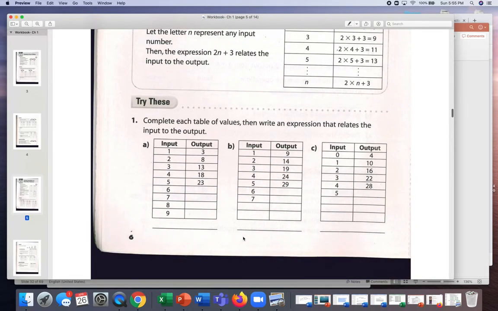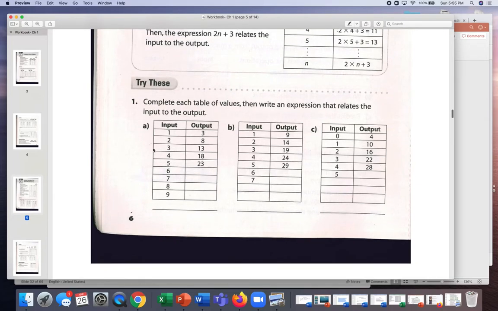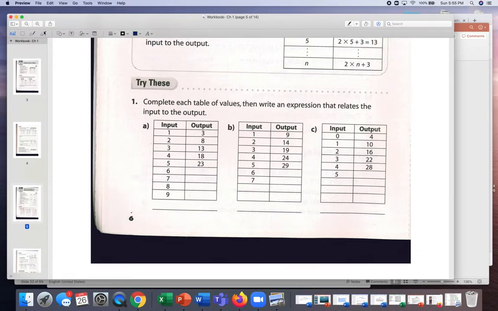Okay, so this is what you need to do. First of all, complete the table of values, write the expression that relates the input to the output. Okay, you know what? I will do this one. If you get it, amazing. You can go on and you can do this by yourself. If you want to keep watching, then I'm going to do the first one with you, okay? So, first of all, we have to figure out what relates the input to the output. Okay, and then we're going to figure out what the expression is.